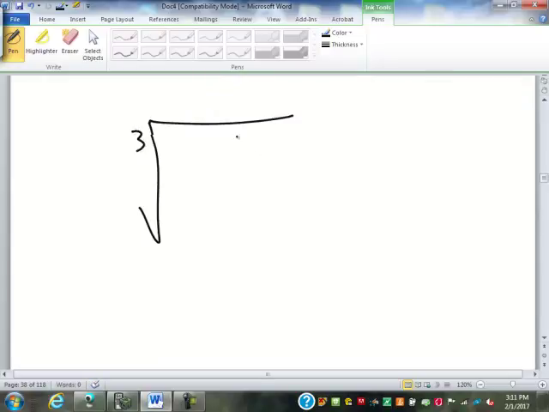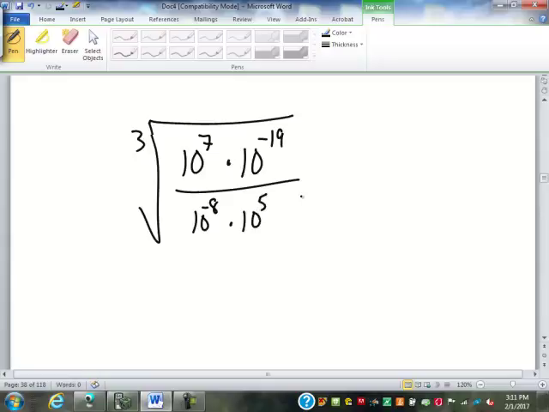So let's do a third root. 10 to the 7th times 10 to the negative 19th, over 10 to the negative 8th times 10 to the 5th. Where do I start?